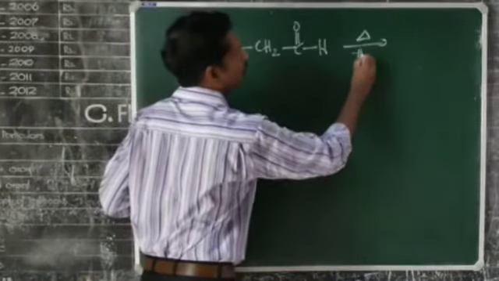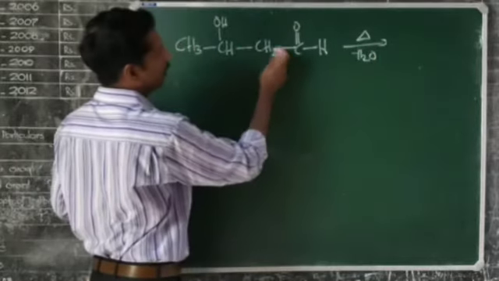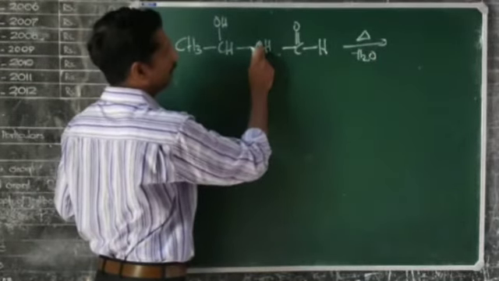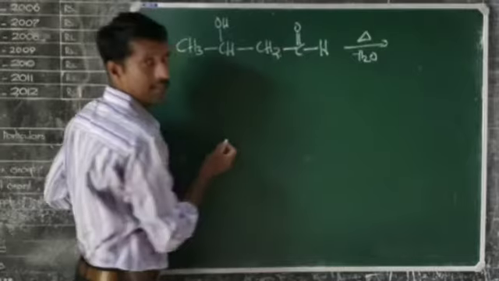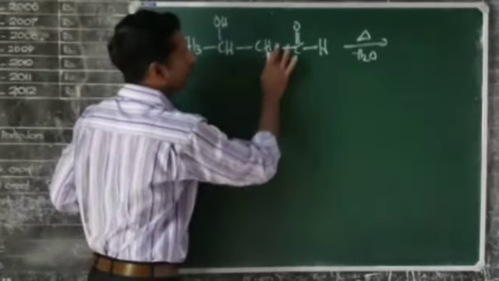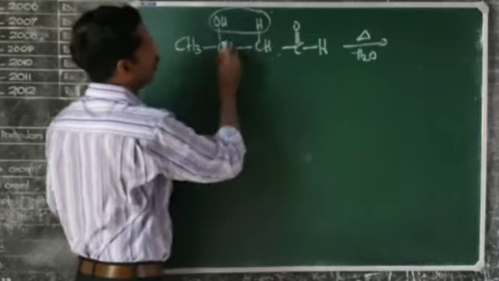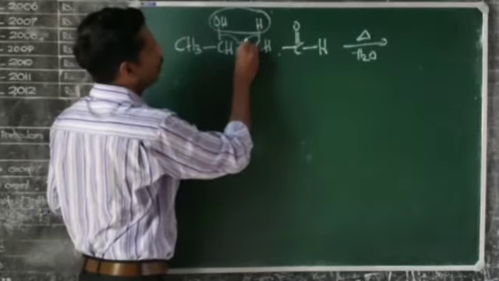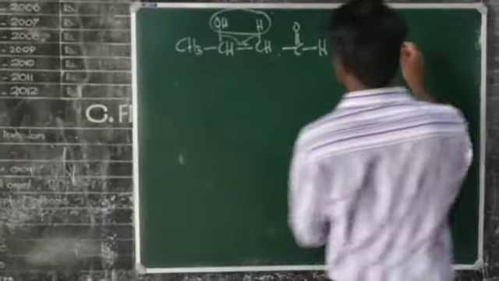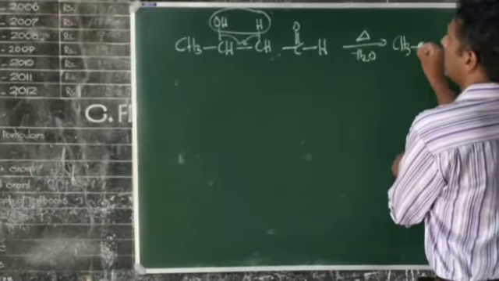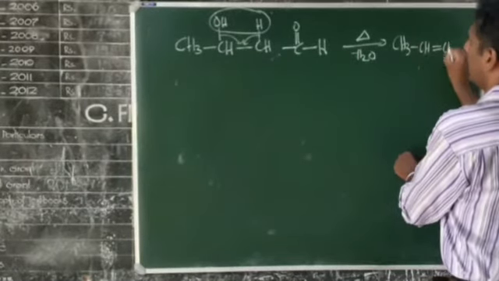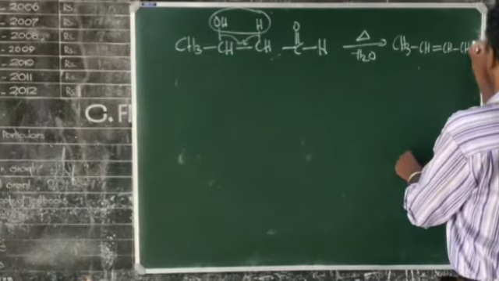Minus H2O. That means you can see that this is one of the alpha hydrogens. Here it is CH2. I can write CH2 like CH. Then what will be eliminated? H2 will be eliminated. Then here it will form a double bond. So what do we get? CH3 CH double bond CH single bond CHO.